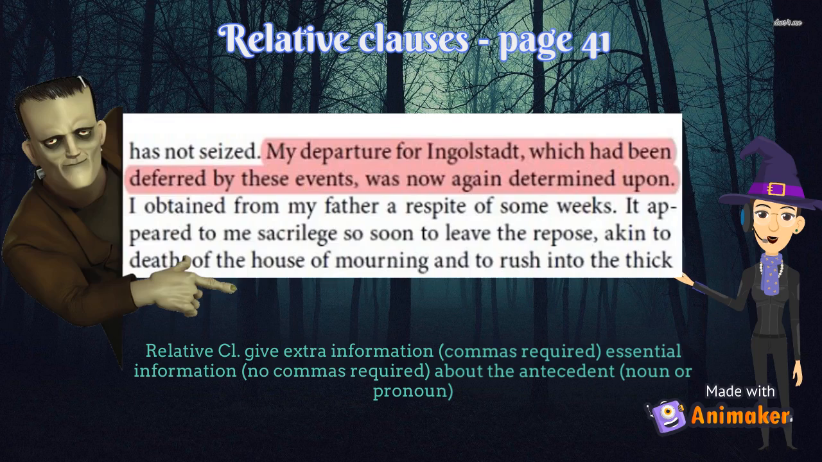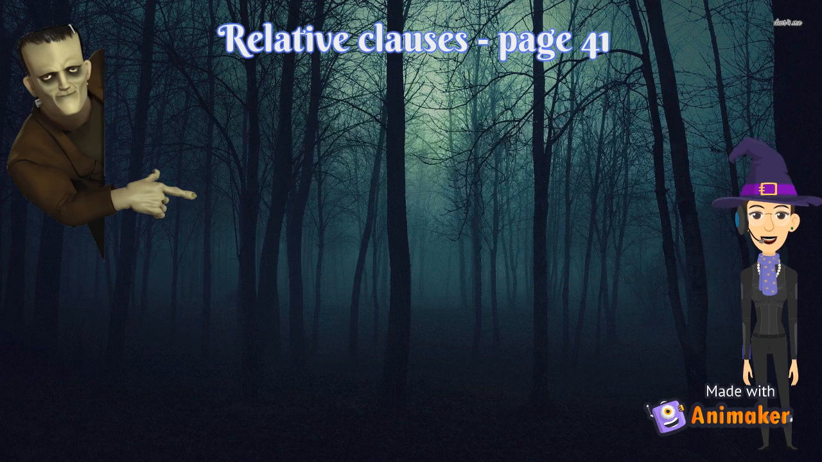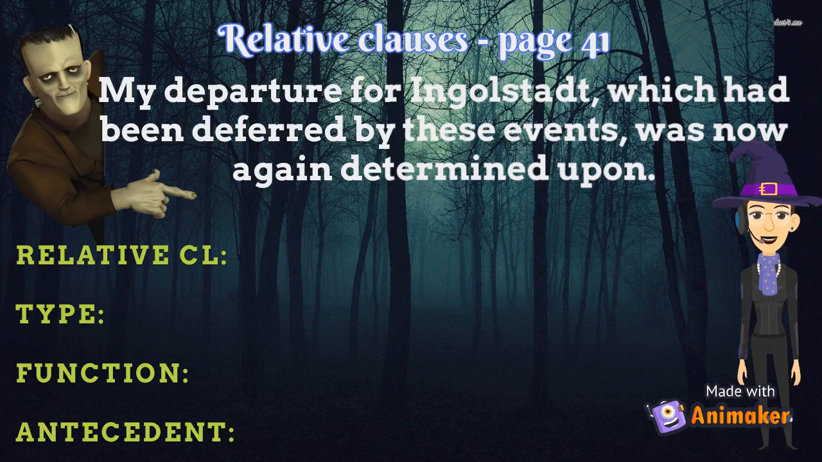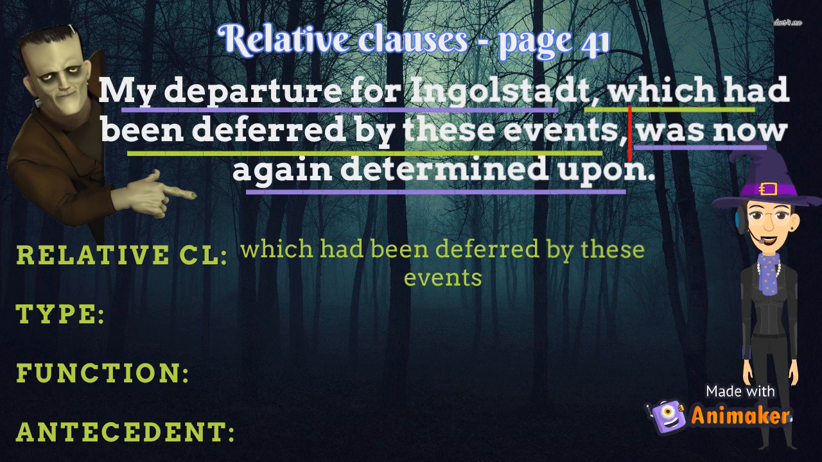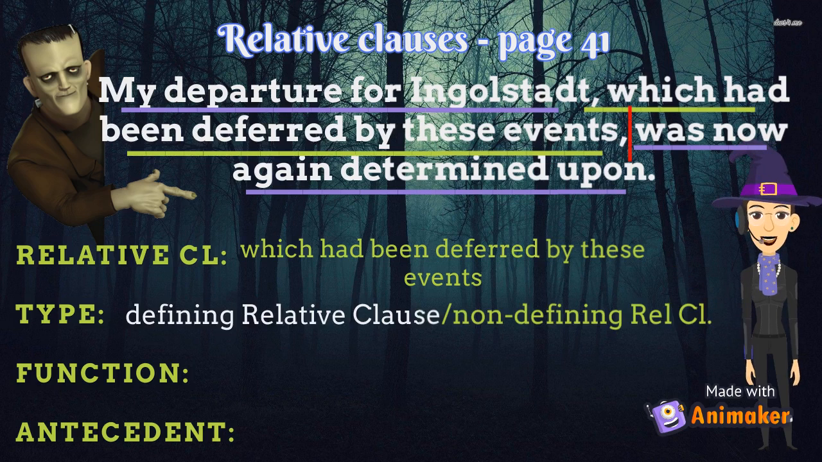Now let's check the final example. My departure for Ingolstadt, which had been deferred by these events, was now again determined upon. In this sentence, our dependent clause introduced by the subordinator which is part of the subject in the sentence. In contrast to the other exercises, this relative clause, which had been deferred by these events, is between commas, which means that it's not giving essential information and it would be non-defining. Which is acting as the subject of our clause because it replaces the antecedent and it cannot be omitted.